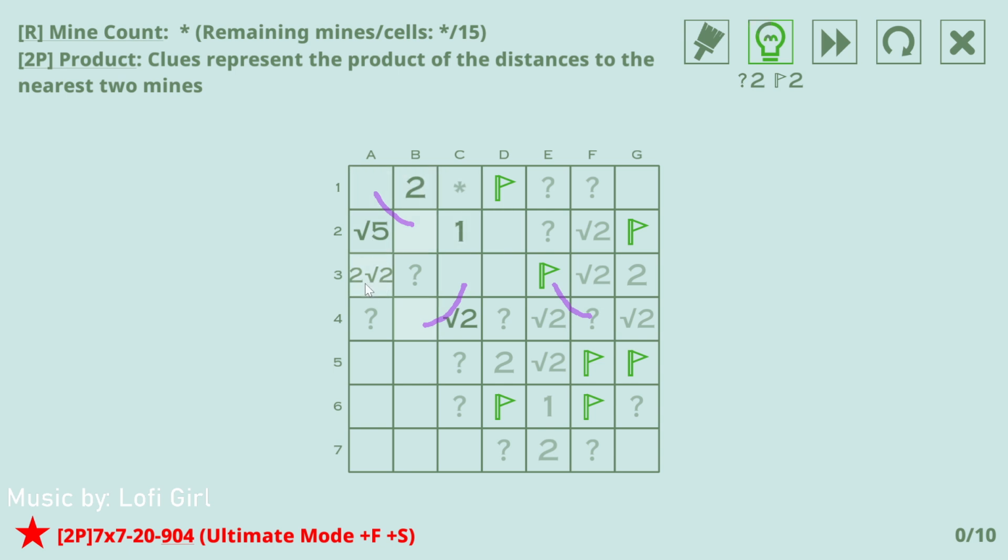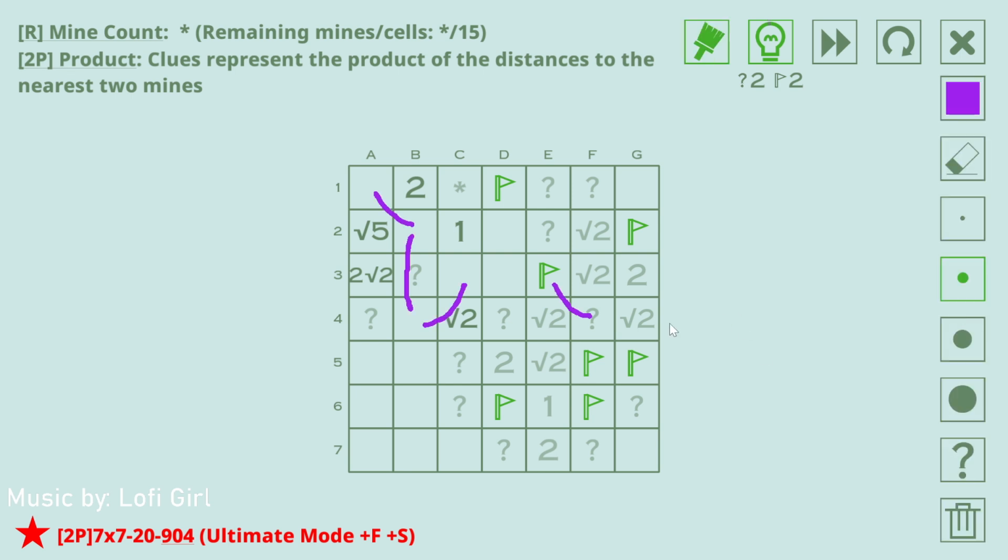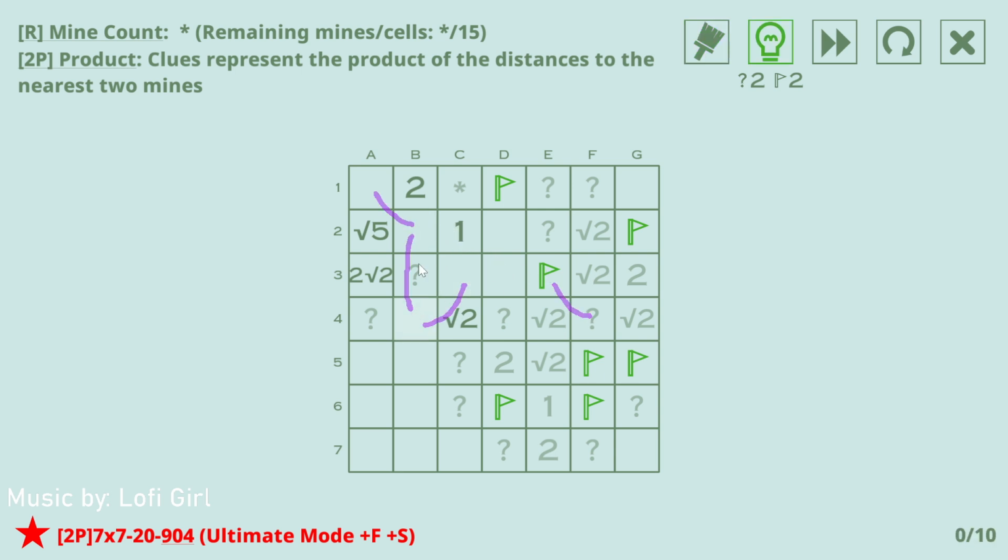Actually, this might help. Yeah, this is a 2 times root 2. So one of those is a mine. Okay. How does that help? Well, it helps because we can now show that if this was our mine, these are both empty, which actually breaks the 1. And that's very interesting. That's not a piece of logic we've seen yet. All of the previous logic has been based on math, but this one actually is based on Minesweeper logic. So this can't be a mine, these are both mines.